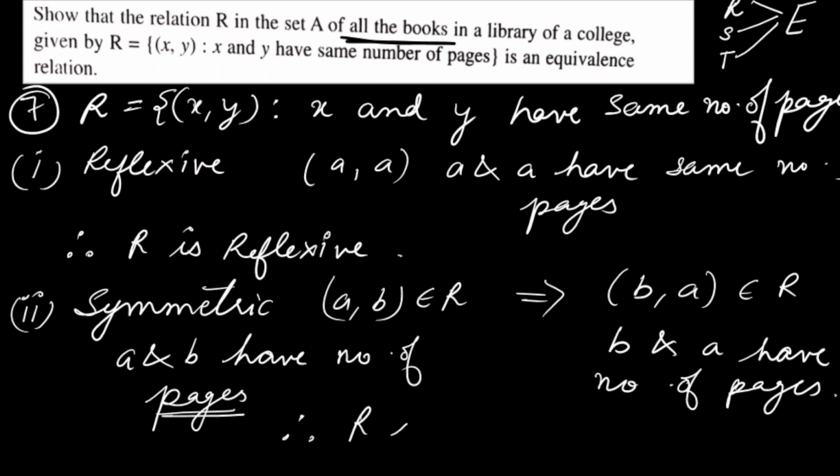Therefore R is symmetric. But this thing will always be true because the same books we are keeping, and to maintain the symmetric relation, when you are just interchanging the position, the books we are not changing. So that means if they have the same number of pages, these ordered pairs' books will also have the same number of pages. Now transitive.